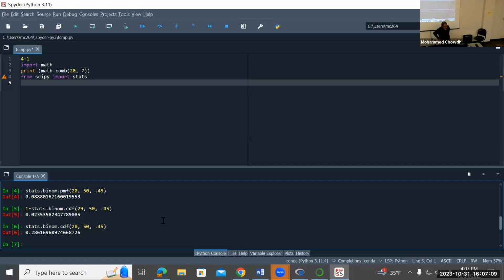Okay, from SciPy import stats. This is the package you need to install.